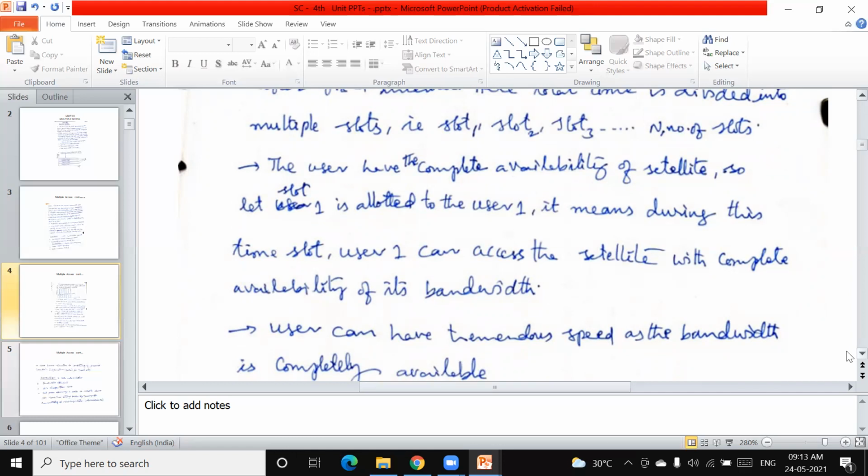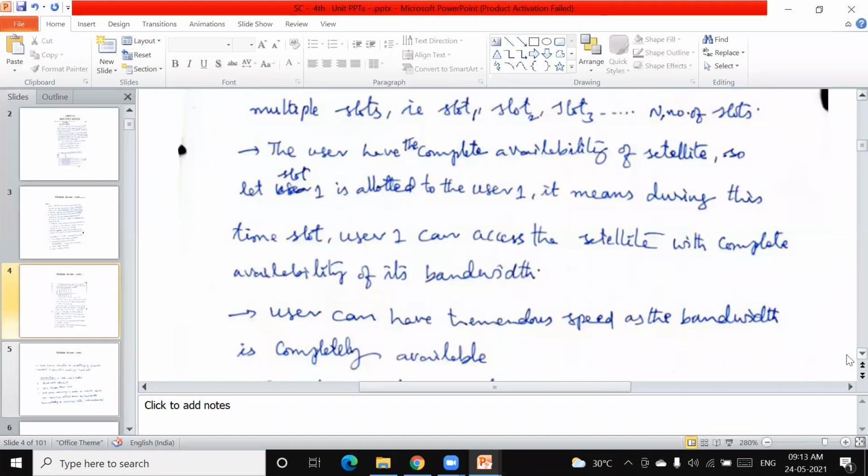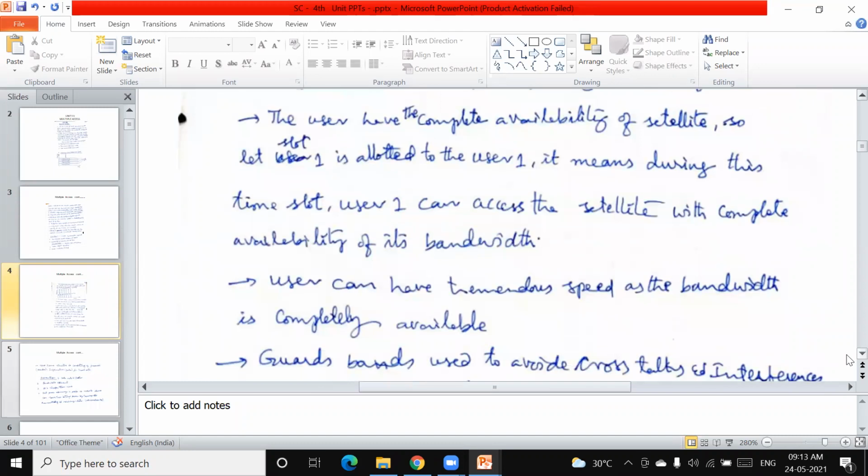Satellite with the complete bandwidth. So what is the meaning of this? In a particular time slot, the user uses the complete bandwidth. Other than that particular time, other users cannot come into the picture. So the user can have tremendous speed because at that time instant, all the bandwidth is being used by this user one.